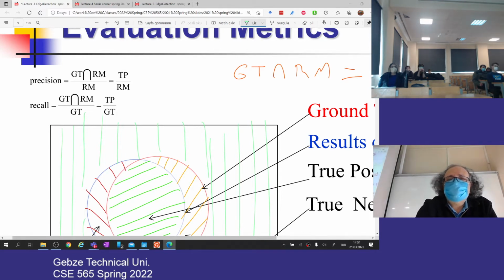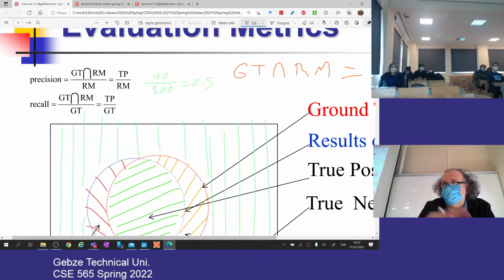And as expected, let's say I detected 100 true positives, and the result of our method detected 200. So out of 200 edge pixels, 100 of them are correct. So I have a precision of 0.5 or 50%. So we like our precision to be as large as possible. Obviously it cannot be more than 1.0, 100%, because true positives cannot be larger than the result of our method, right?